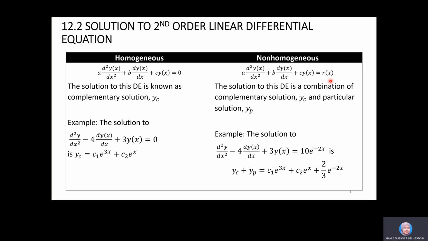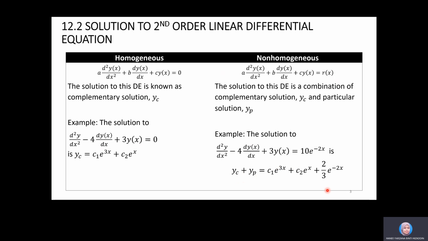Whereas for a non-homogeneous ODE, the right-hand side is not 0. It is a function of x, R(x), or a constant. The solution for this non-homogeneous ODE is a combination of a complementary solution yC and a particular solution yP. So here we have the same ODE as the homogeneous part, except that the right-hand side is not 0 but rather a function, and the solution is yC plus yP.